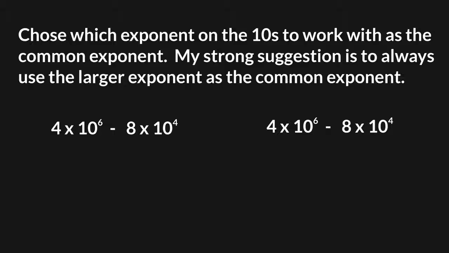Okay, so the first basic step was to make the exponents the same. And you've got to break that down a little bit. The first thing I would do is choose which of these two exponents I want to have as the common exponent. My strong suggestion is always to use the larger exponent. But I'm going to do this two ways. One way is going to be using the larger exponent on this side. This side I'll use the smaller exponent.